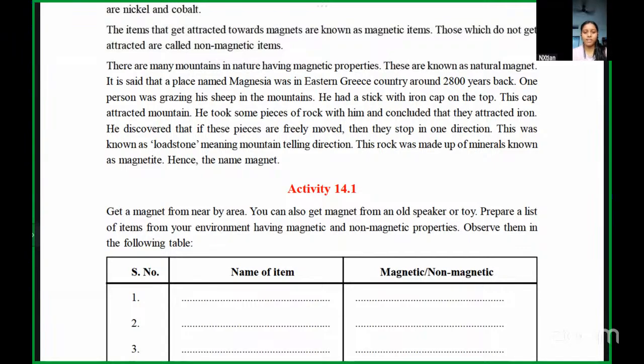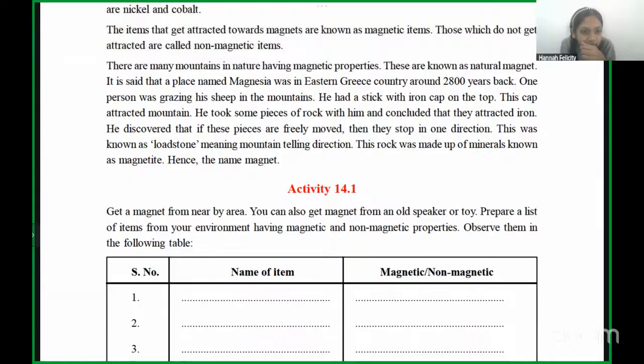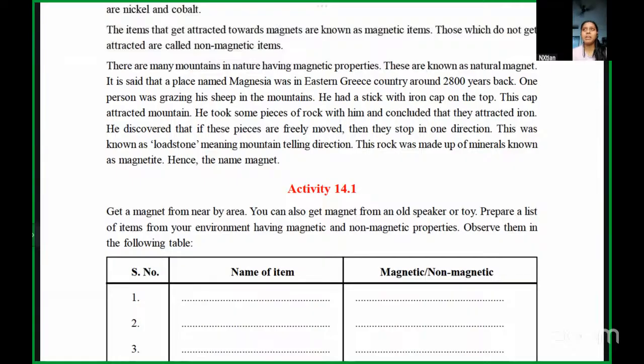I will research about this and you also can research about this. I have not read the full story anywhere else. Yes, Hannah. Ma'am, so the whole mountain is made of magnetite? Maybe, or maybe it has a huge amount of magnetite in it. The mountain may have huge rocks of magnetite, so those rocks or chunks got attracted to the stick, and he found out that that material is magnetite. From that, the name magnet came.